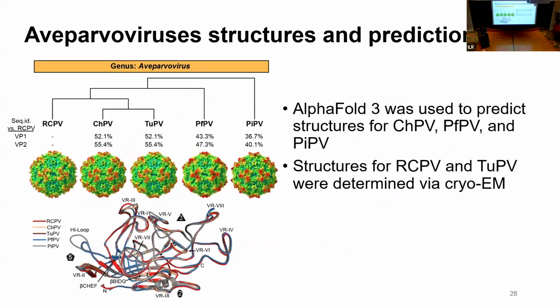Right. So since I found AlphaFold 3 to be fairly reliable, I used it to look at more Ave parvoviruses, since TUPV and RCPV are not the only viruses in this genre. And to make a point, for Ave parvoviruses, all the members affect birds. So these are all bird viruses. And so here's my map that is cryo-EM determined of RCPV and TUPV. And the ones that we have not solved in this lab, that I used AlphaFold 3 to predict, are chicken parvovirus, pileated finch parvovirus, and pigeon parvovirus.